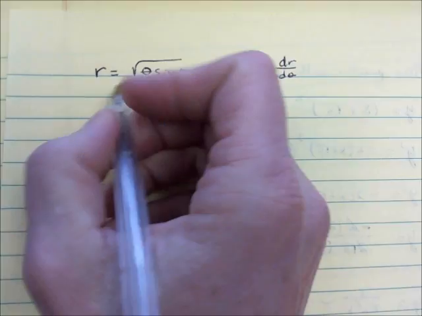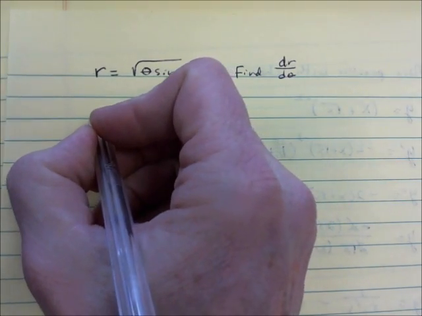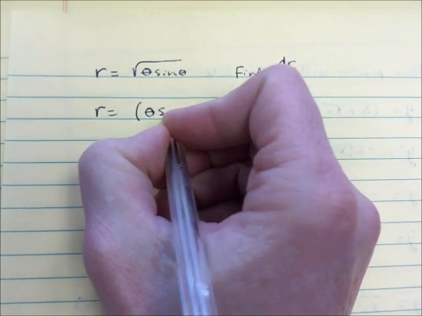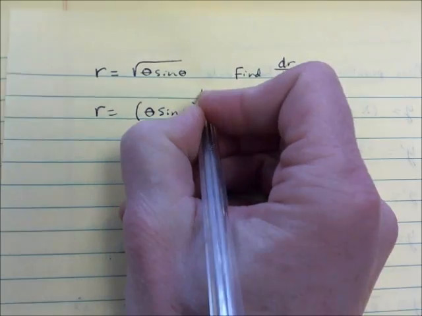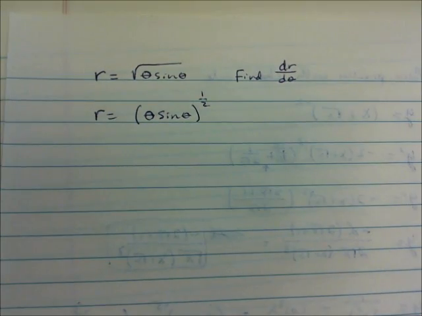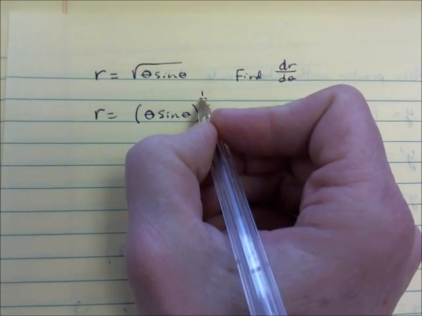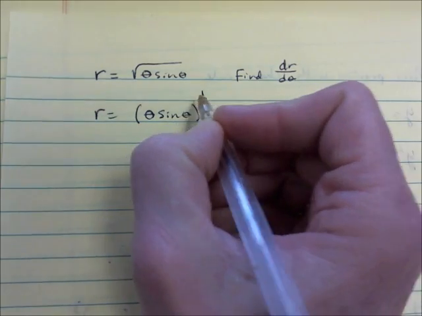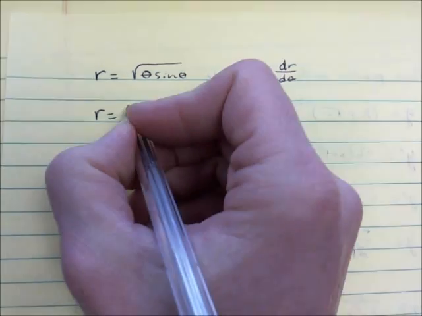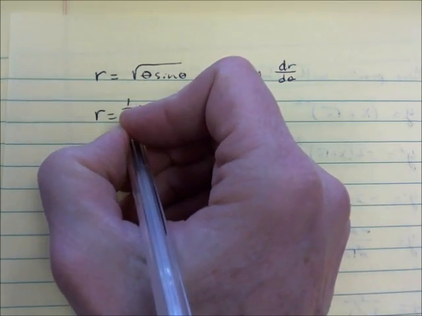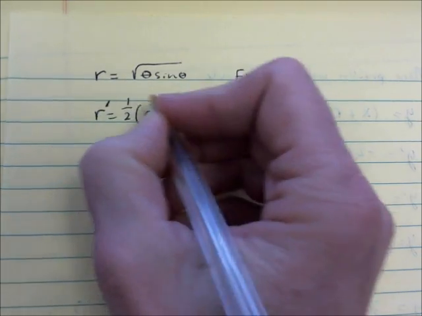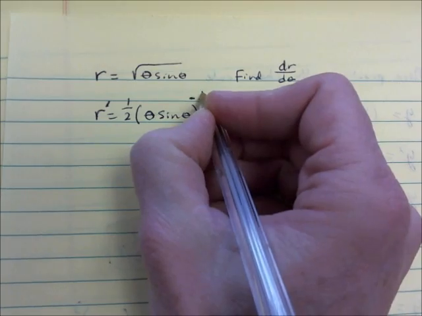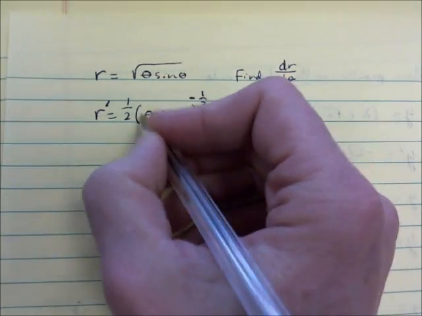Well, what I would do is rewrite that square root as the 1/2 power. So r is equal to theta times the sine of theta, all raised to the 1/2 power. And the derivative, we've got a chain rule going here, but you bring the 1/2 down, and then you change that to a negative 1/2. So let's just plop this 1/2 down in front and call it r prime. And then 1/2 minus 1 is negative 1/2. So there's the first part of it.